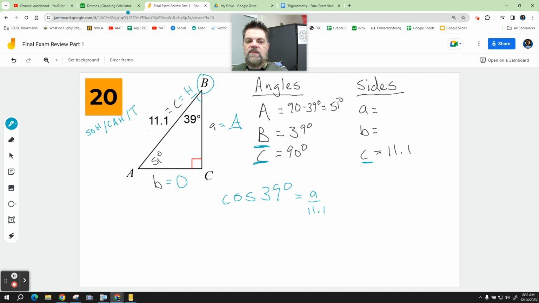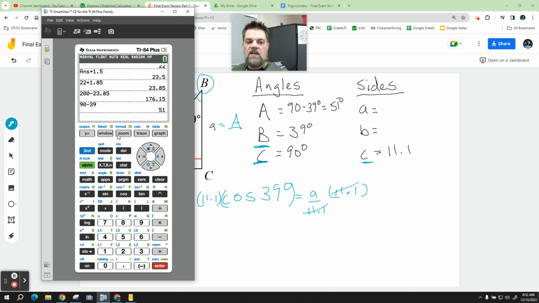I'm deciding my trig function based on what I have and what I want to know. I have the hypotenuse, so I'm probably not going to use tangent. I have to use the trig functions that have the hypotenuse in it because that's what they gave me. So now I multiply both sides by 11.1. Whatever I do on one side, I do on the other. Now you have to remember that cosine of 39 degrees is a number. These cancel, and a is equal to 11.1 times cosine of 39 degrees.